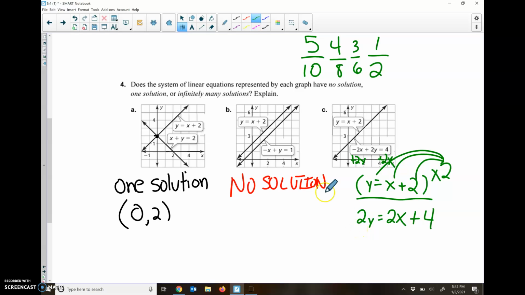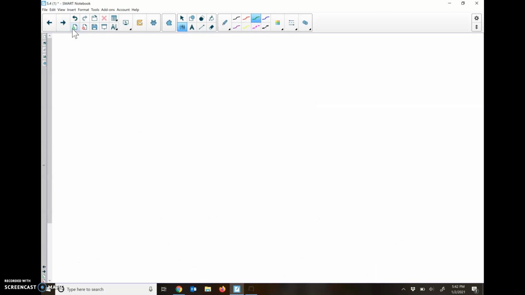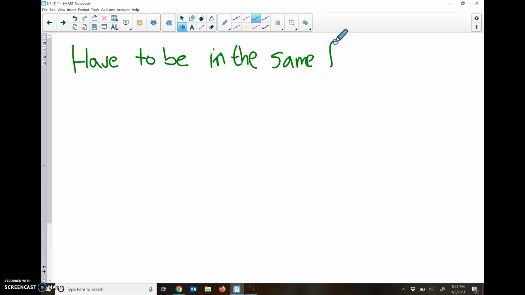Okay, so I'm going to write down some tricks here for us, because most of the time we're not going to graph them, so then we're going to have to do some work to see. This only works if they both say y equals, or the x and the y are on the same side, so they have to be in the same form. That's our first trick. So make sure they look the same.